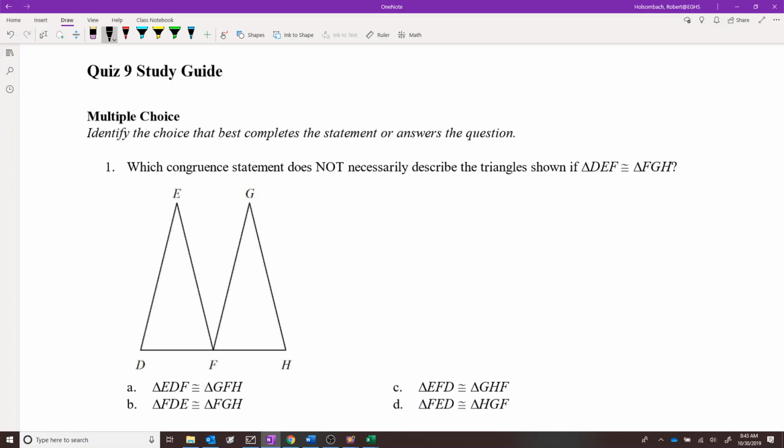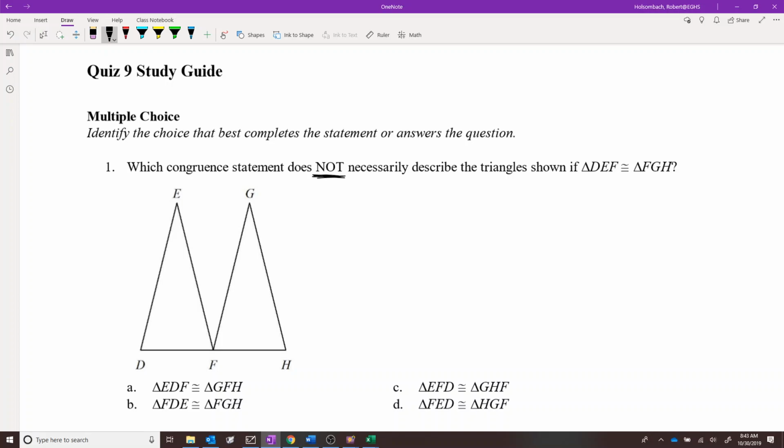Alright, so this is your study guide for quiz number 9. And number 1 here. Which congruent statement does not necessarily describe the triangle shown if triangle DEF is congruent to triangle FGH? What they're going to do, they're going to reorder the letters, and you have to pick the answer where they did not reorder the vertices correctly.